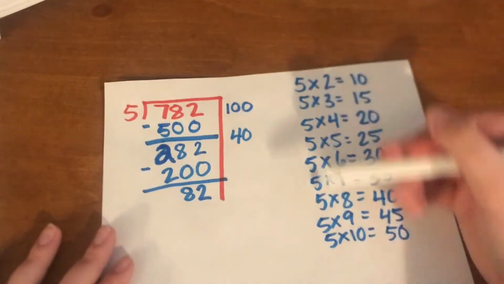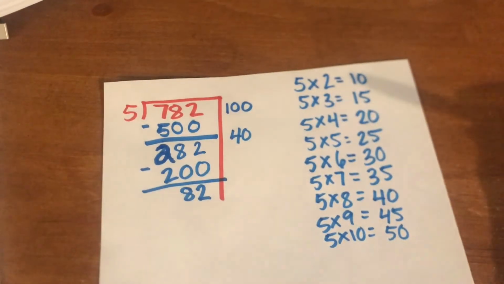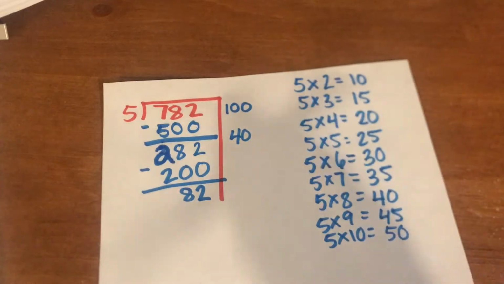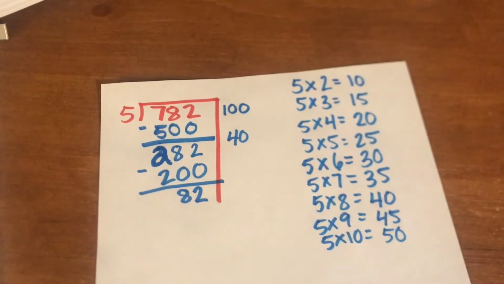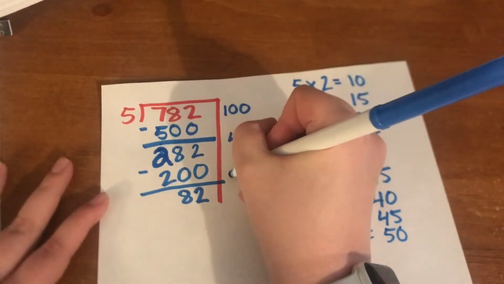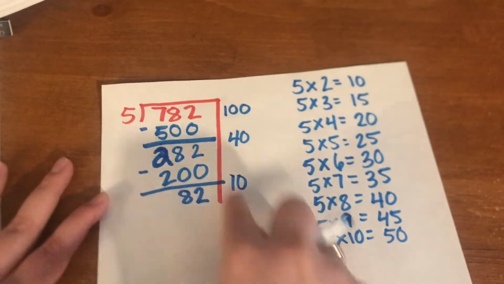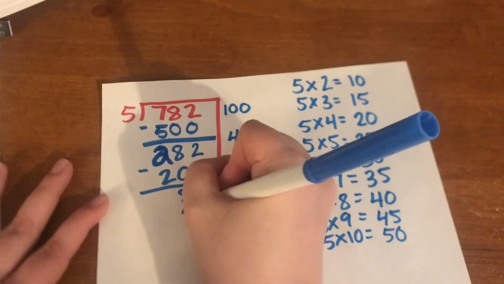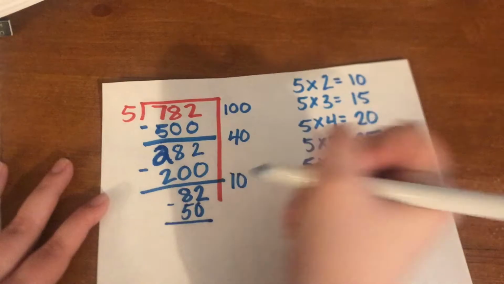So now I have this little cheat sheet to the side, which I can refer back to. I'm just gonna start with 5 times 10, because taking away 50 would be a good chunk from 82. So 10 groups of 5 would get me 50. I'll subtract that from my total.